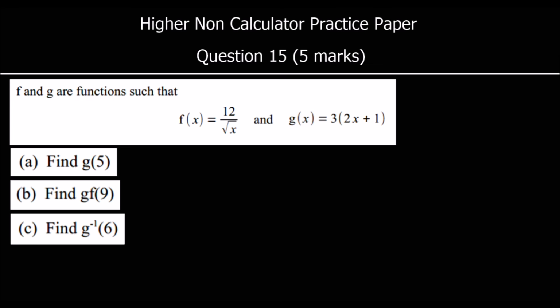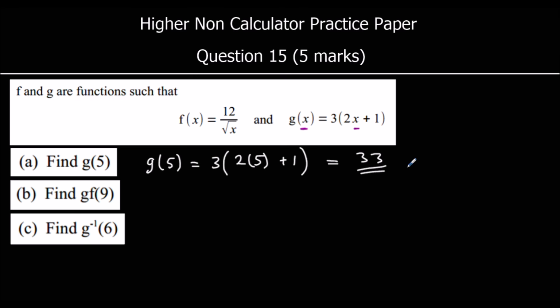Question 15. f and g are functions such that f of x is 12 over square root x and g of x is 3 times 2x plus 1. Part A says find g of 5. So that means substitute 5 into our g function. So wherever it says x, change it into 5. So g of 5 is 3 times 2 5s plus 1. 2 5s are 10, plus 1 is 11. 3 11s, 33.